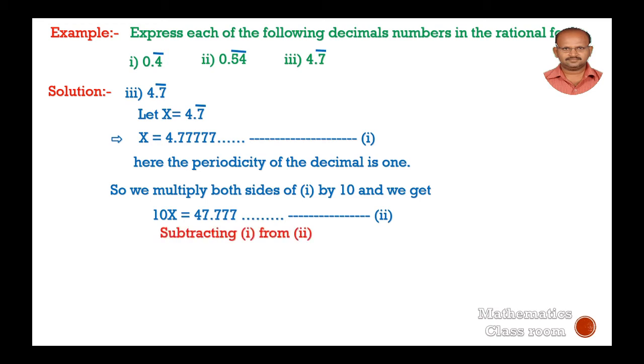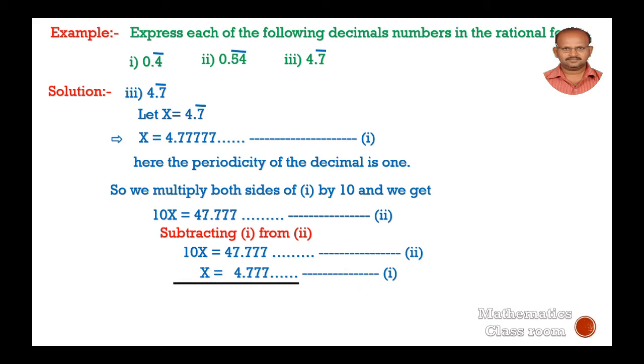Subtracting 1 from 2, 10x is equal to 47.777 and so on, and x is equal to 4.777, which is equation 1. Subtracting 1 from 2, 10x minus x is equal to 9x, that is equal to 47.77 minus 4.77, which is equal to 43. Then x is equal to 43 by 9. Hence 4.7 bar on 7 is equal to 43 by 9.